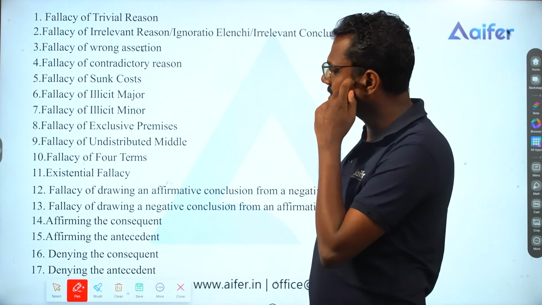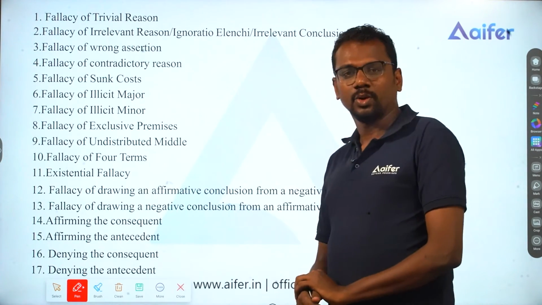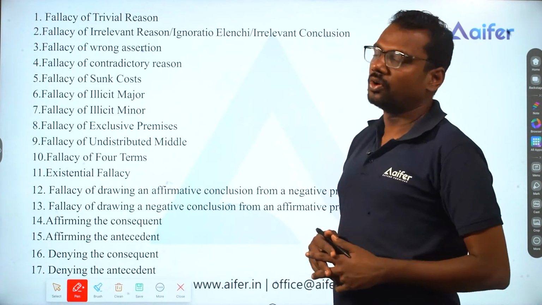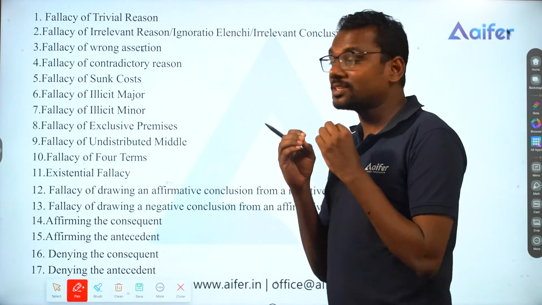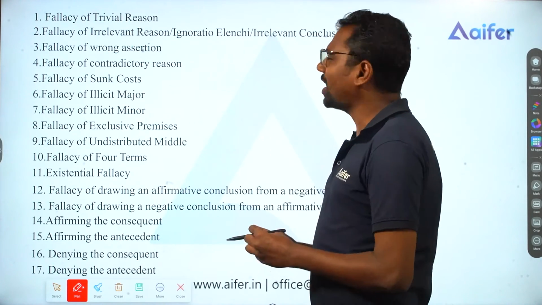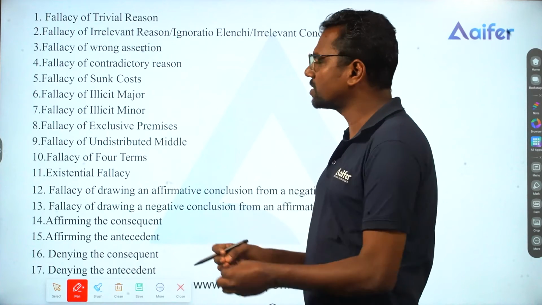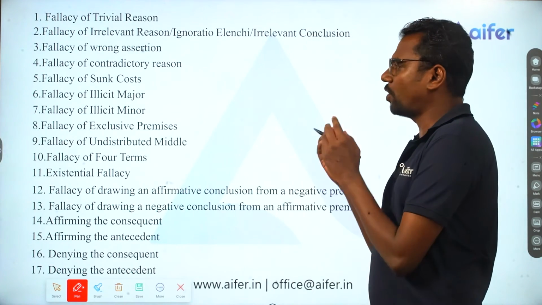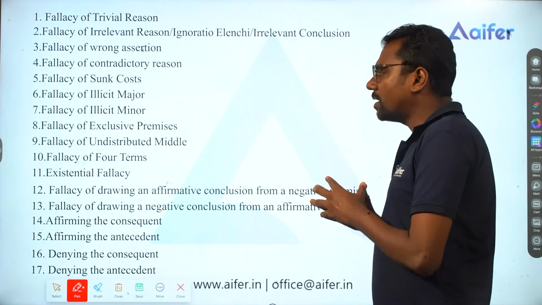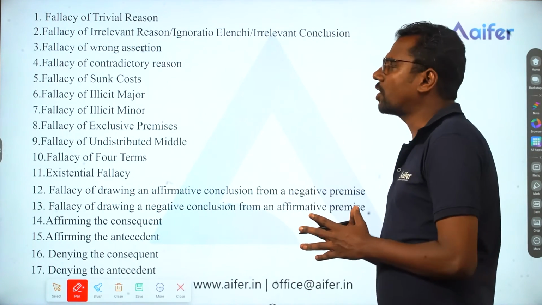So we are discussing different fallacies. We have already discussed the first set of fallacies in the last video: fallacy of trivial reason, fallacy of irrelevant reason, or ignoratio elenchi, or irrelevant conclusion. We have discussed fallacy of wrong assertion, then fallacy of contradictory reason, and then the fallacy of sunk cost.